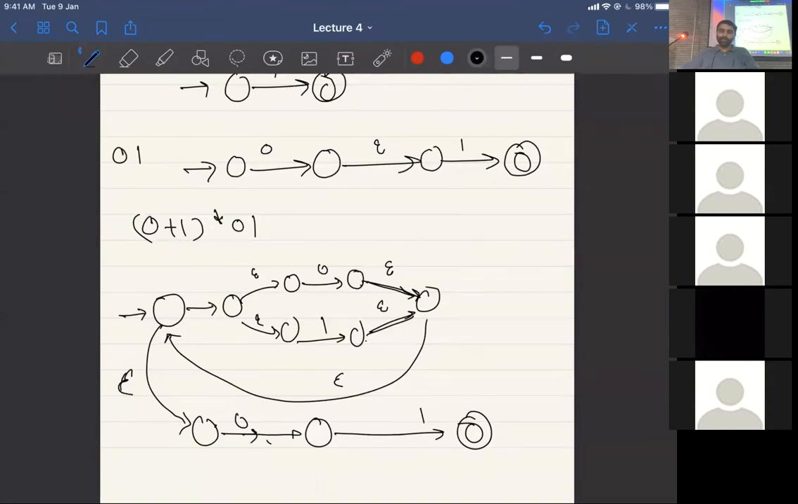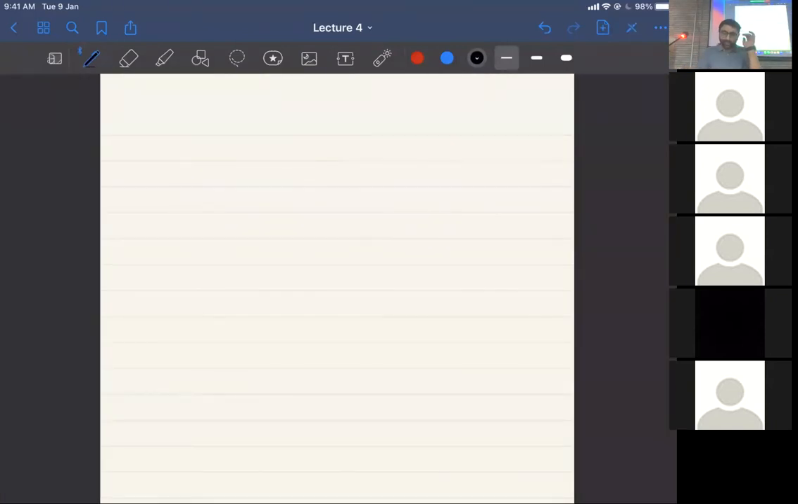Anyway, is this clear? So we are done with the first part, which says that you start with a regular expression and you end up with an NFA. The second part says that you start with an NFA and you end up with a regular expression.